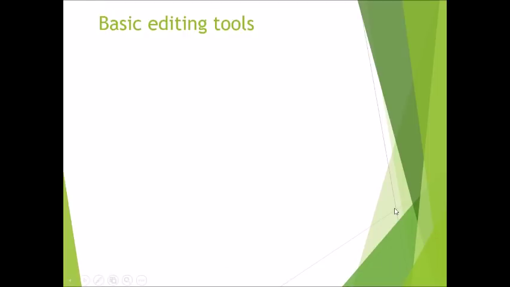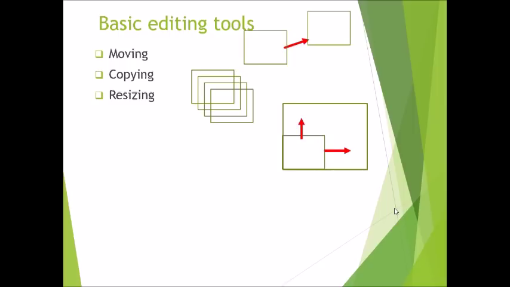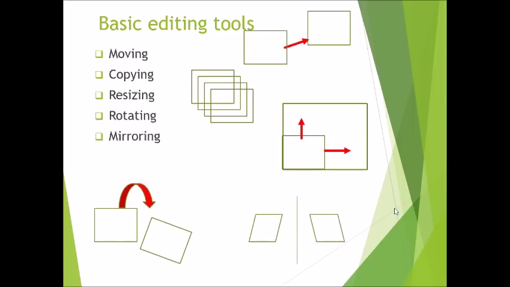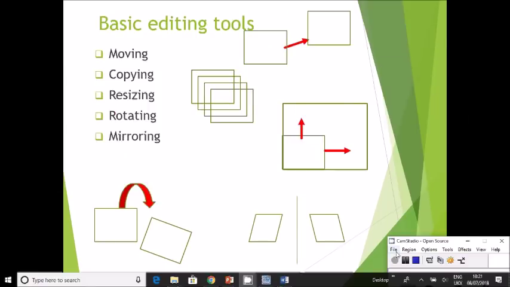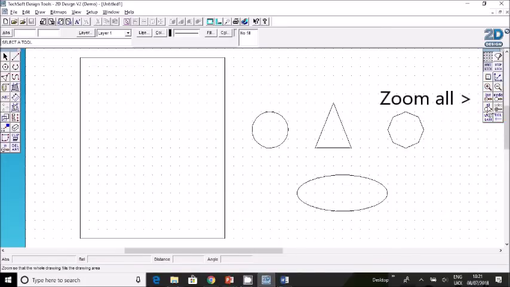Okay, now we're going to go through some basic editing tools. I'm going to show you how to move an object, how to copy something, how to resize it, how to rotate, and finally how to mirror. So let's have a go. Okay, so what I'm going to do now is click zoom all, and that's got me closer into all the objects.